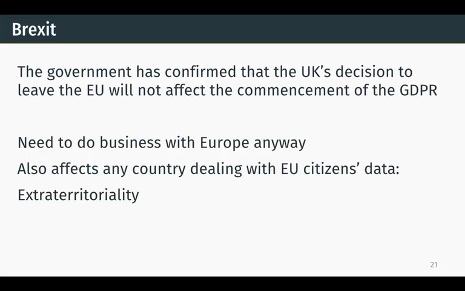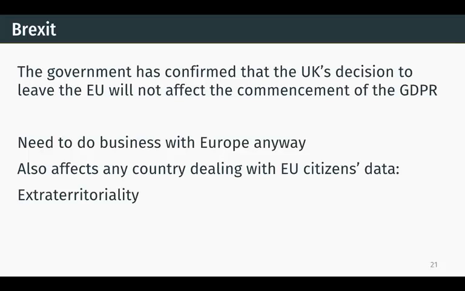The UK government has confirmed that the UK's decision to leave the EU will not affect the commencement of the GDPR. So in May 2018, the GDPR will be fully enforceable in the UK. After that, in 2019, when Brexit happens, the UK will still need to do business with Europe anyway.